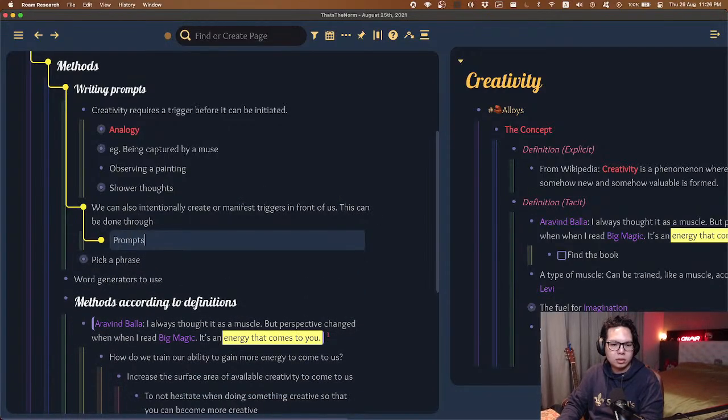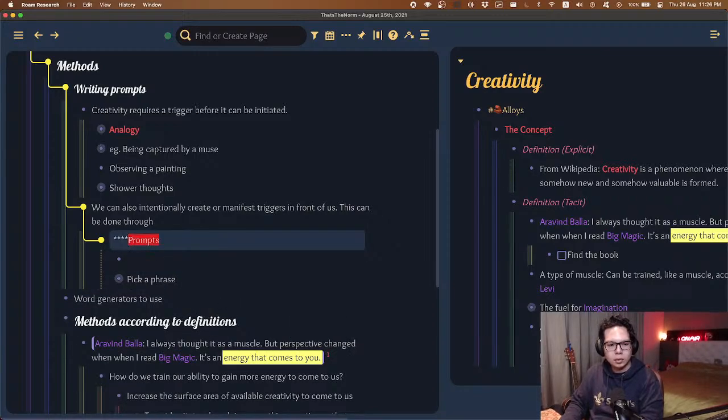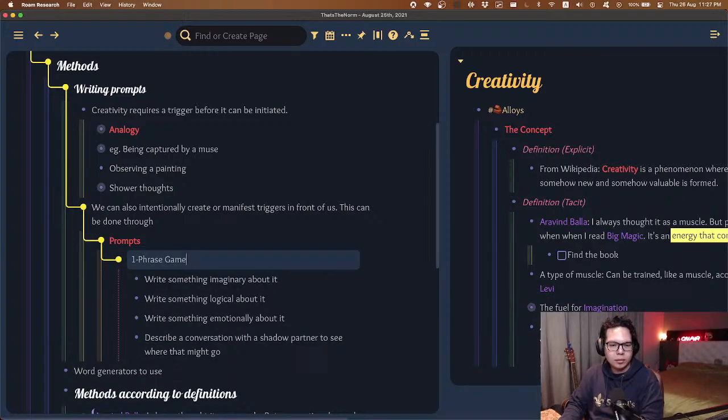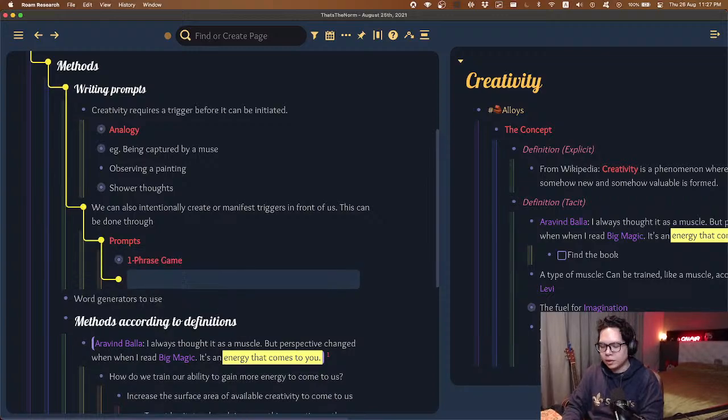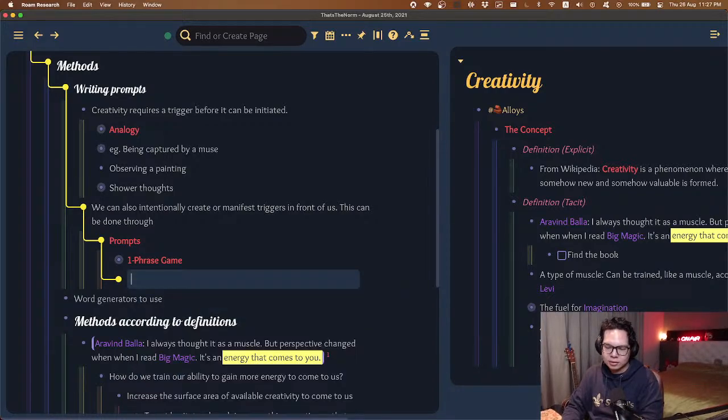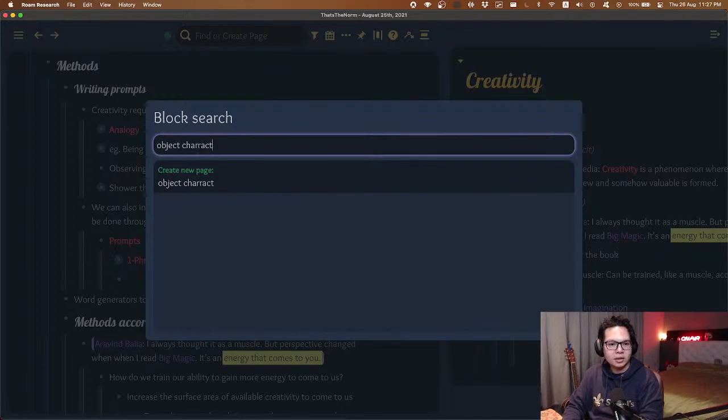And then I will do two things. One is I'll put two games in here. So one is the one phrase game. I'll call it one phrase game. And the other is, I forgot the name. I forgot what did I put it in? No. Okay. Object character.